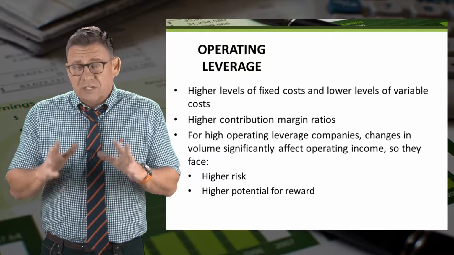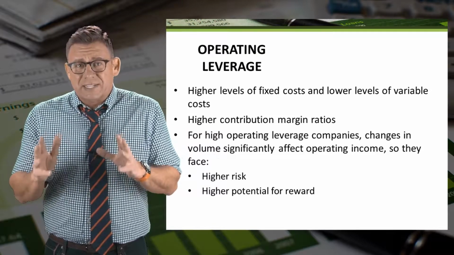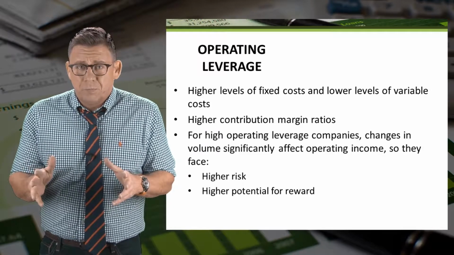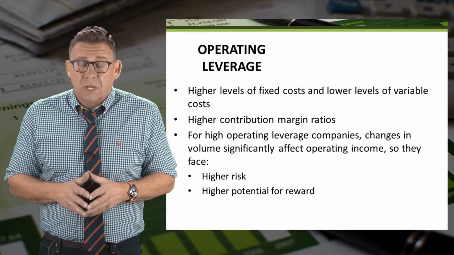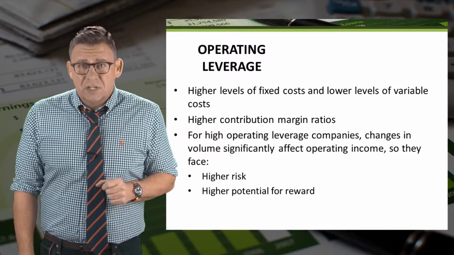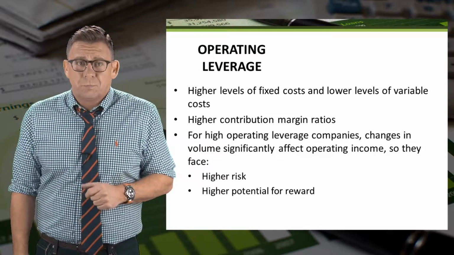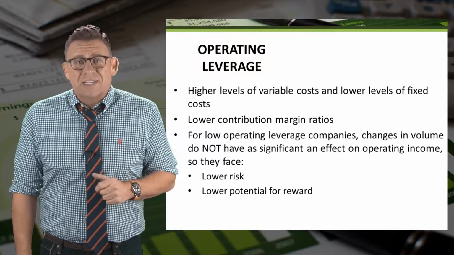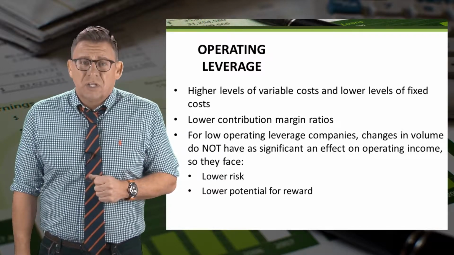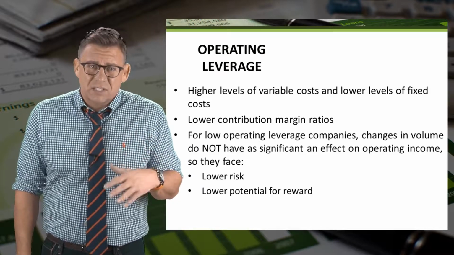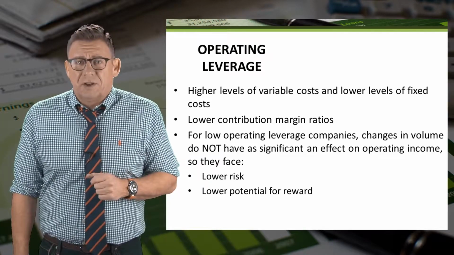And so a small increase in sales can have a big increase in operating income. But the opposite is also true. A small decrease in sales could have a big decrease in operating income. Firms with little fixed costs have low operating leverage, so small increases or decreases in sales have small impacts on operating income.